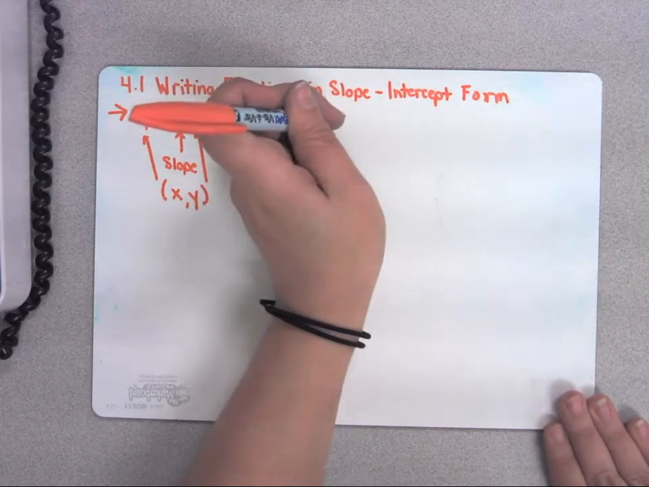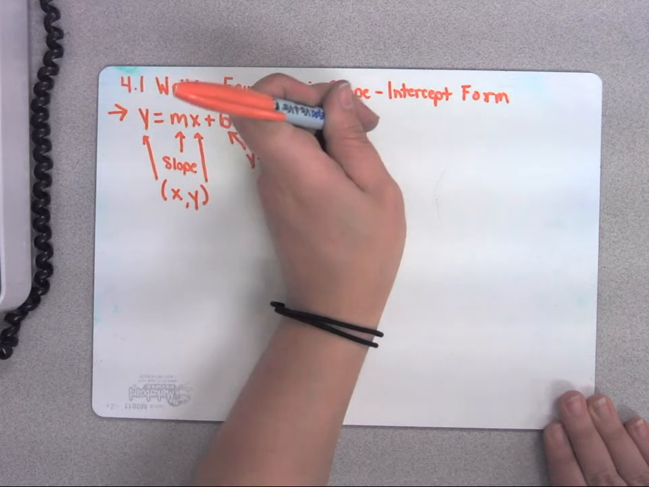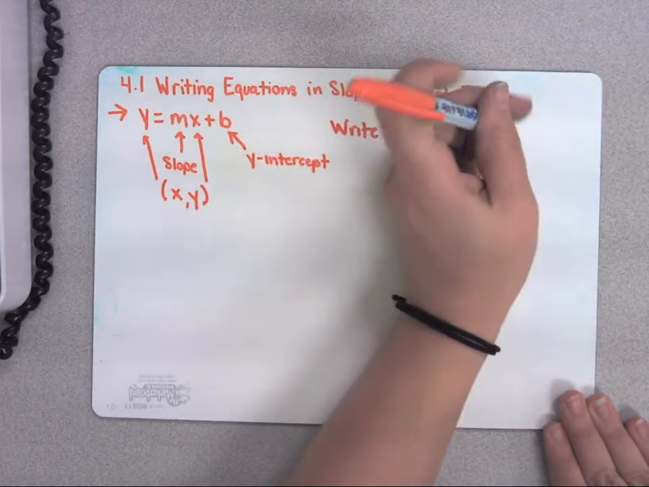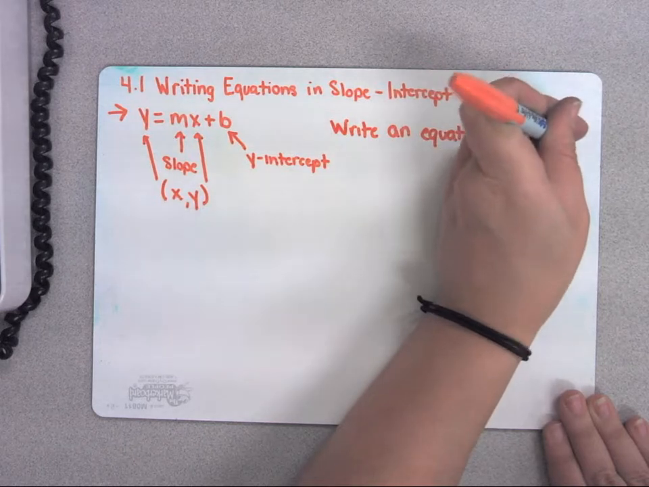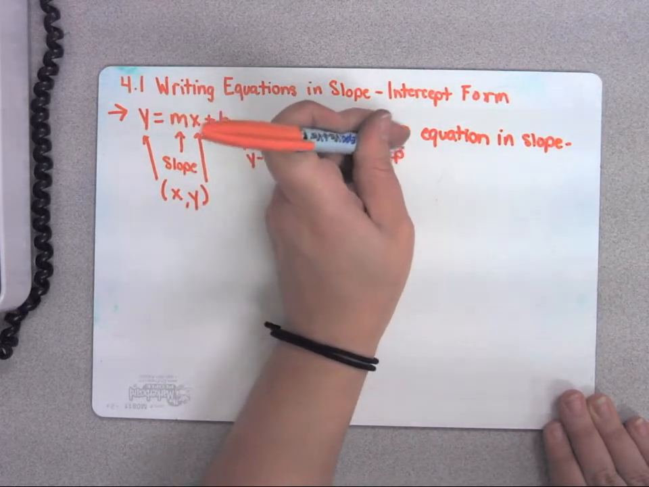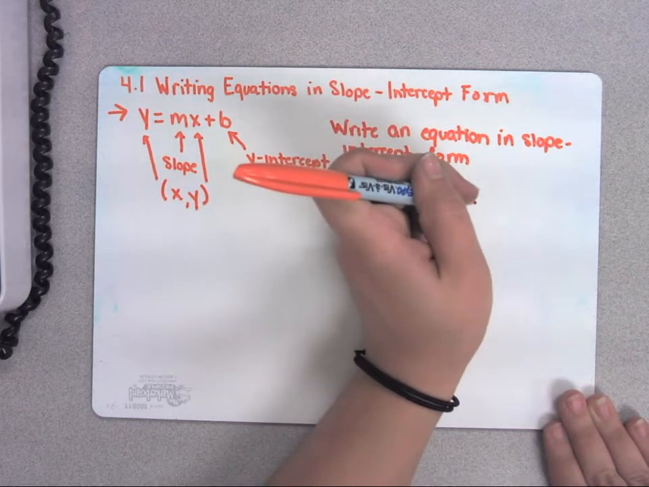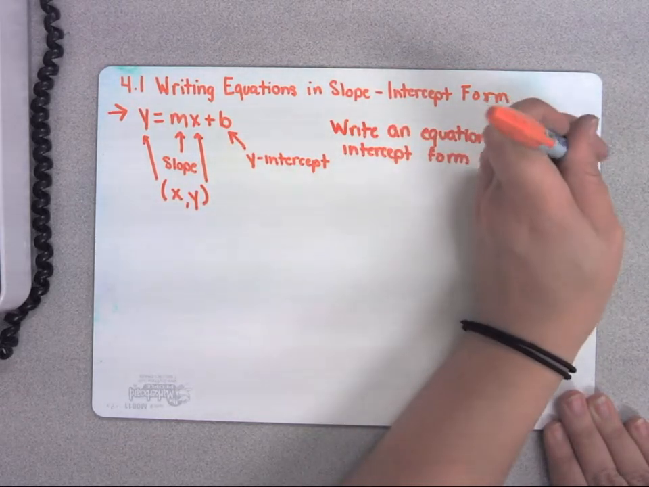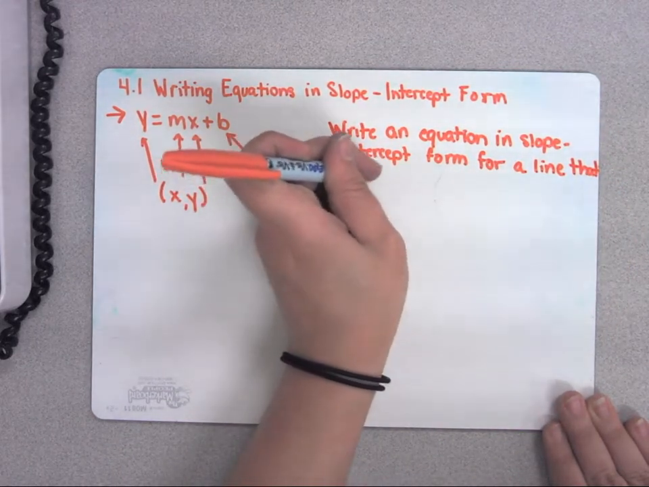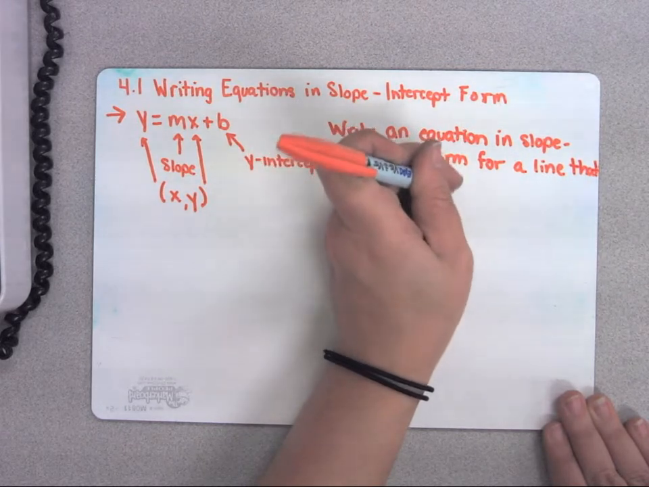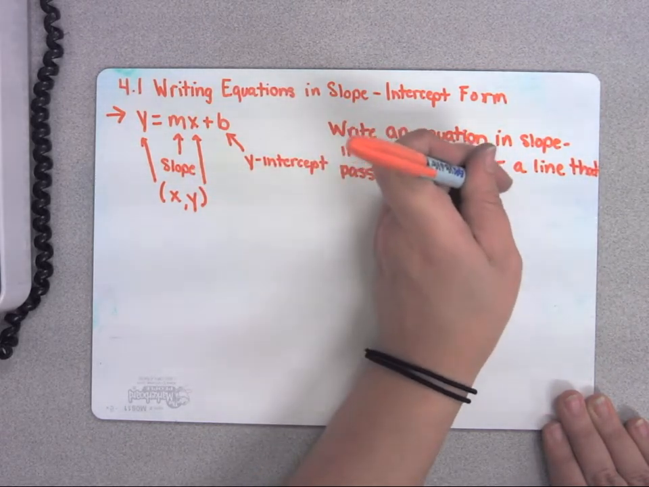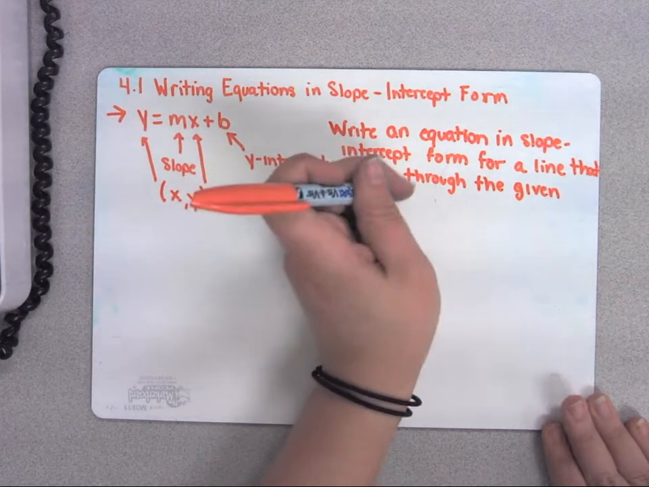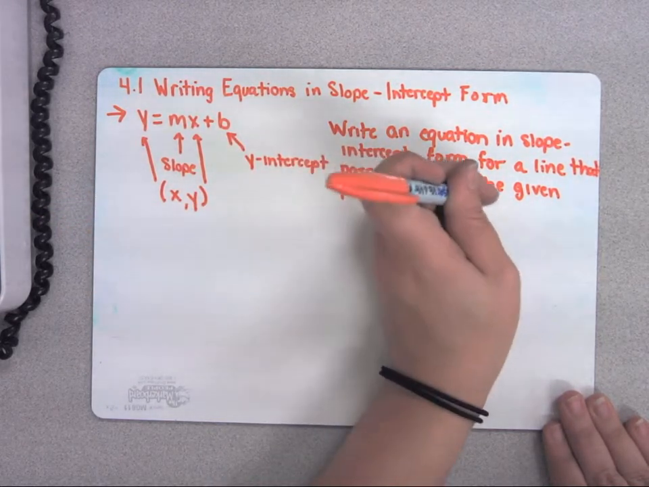Okay, it'll say, write an equation in slope-intercept form for a line that passes through the given point and has the given slope.